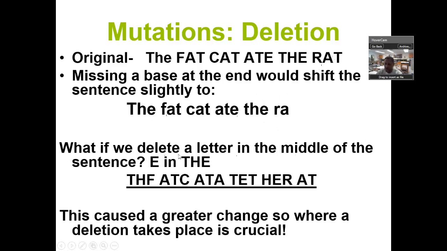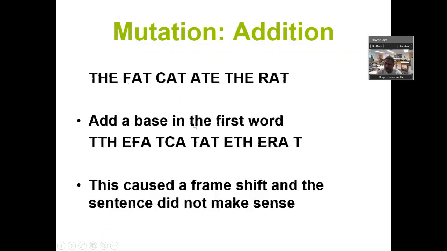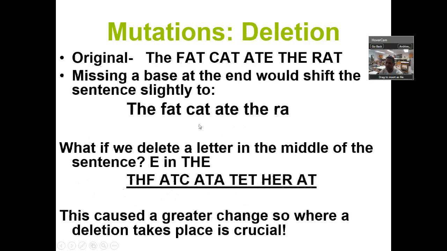Or, watch this. We delete this E right here, and then this is an example of a frame shift. See if you can follow the letters. There's the fat cat, so if we get rid of this E, all this moves in this direction. Now this is gibberish, or maybe it's Klingon or something. You actually lose the phrase. Imagine this being the protein that you lose.